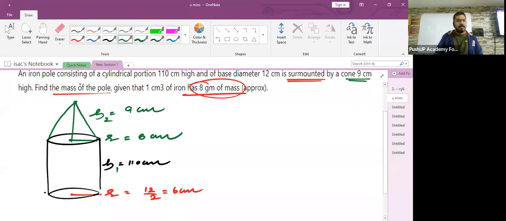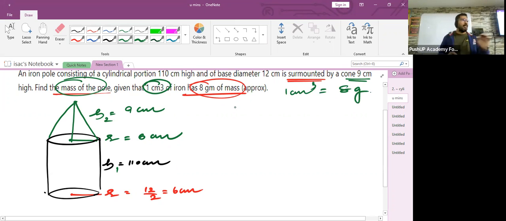We are asking you to find the mass of the pole. What is the meaning of mass? Not the physics wala mass, okay? Which Joseph teaches you. This is a normal maths wala mass, the weight. Okay, the weight of the pole. Given that 1 centimeter cube of iron has 8 gram of mass.